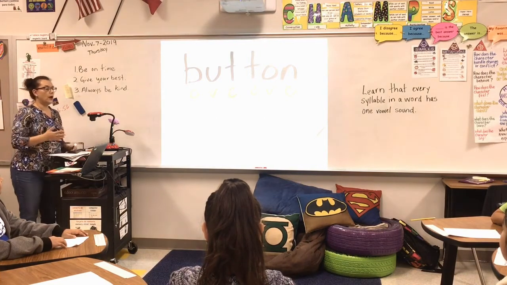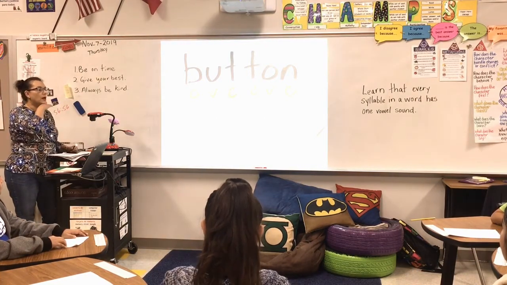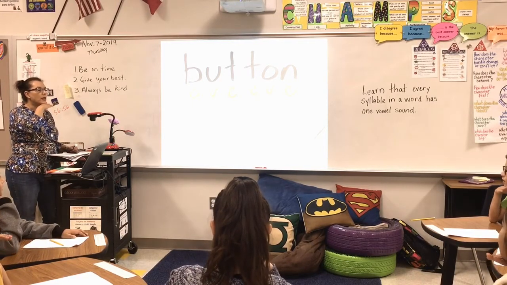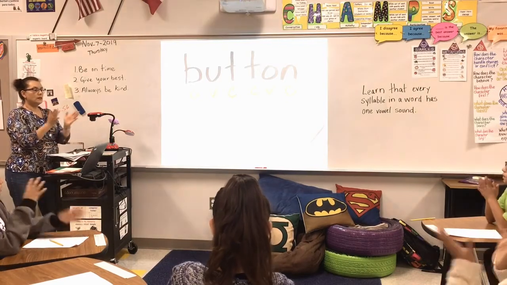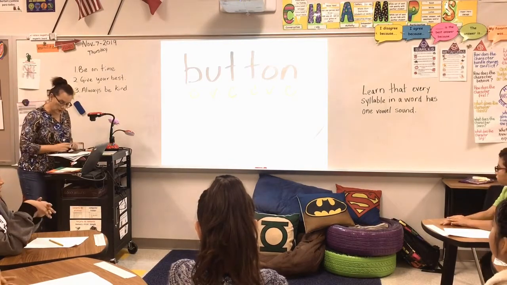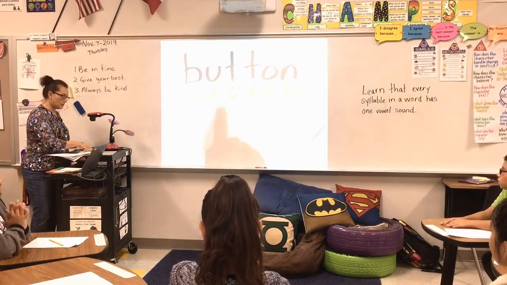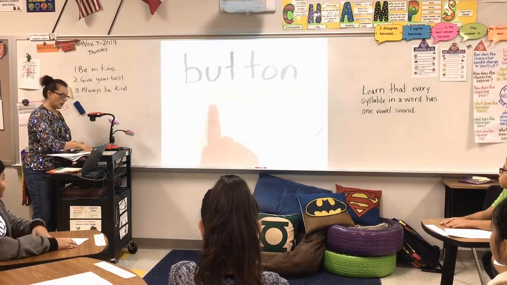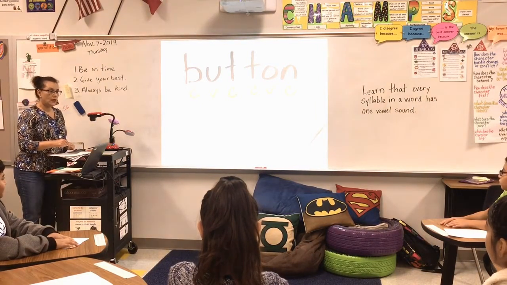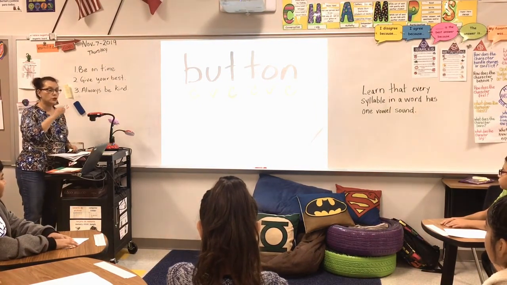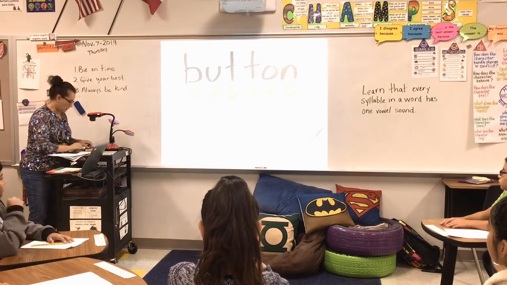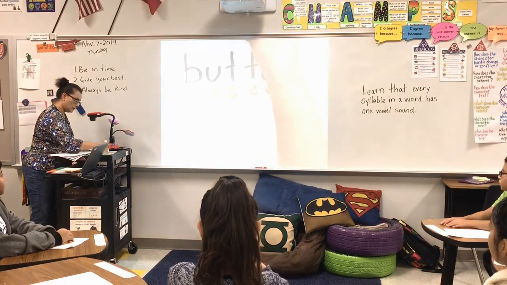Let's look at how to pronounce it. Button, button, button. How many times did we clap? Two times. So if we see this consonant, vowel, consonant, that's going to tell us that's a closed syllable. And that word makes 2 sounds. You're going to be moving your jaw 2 times.